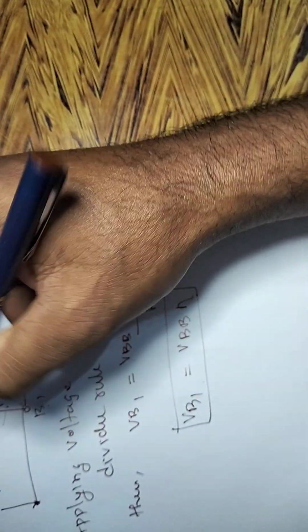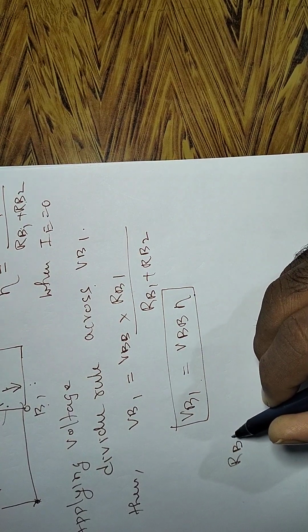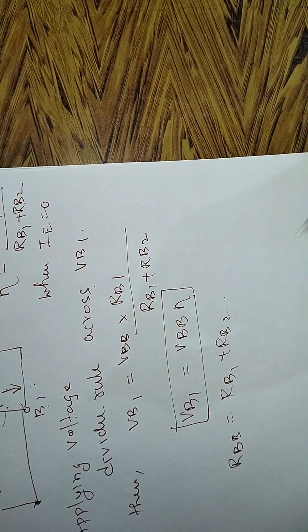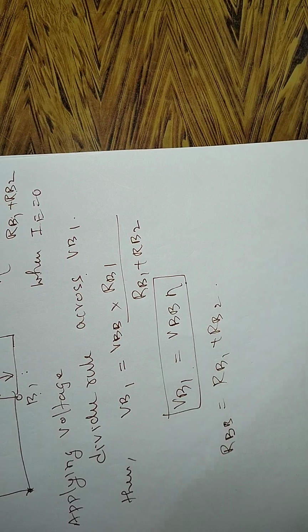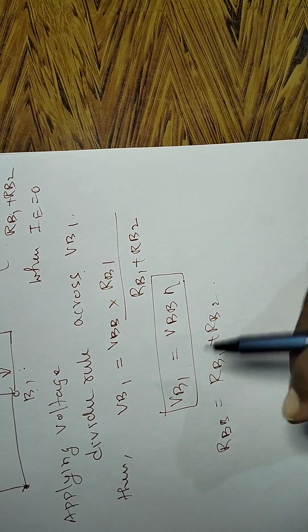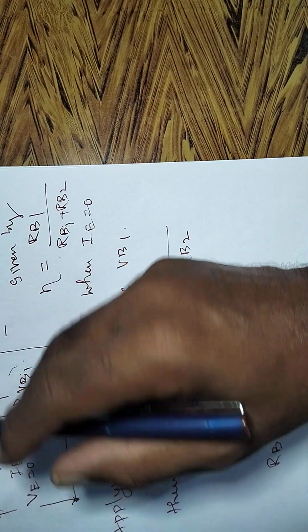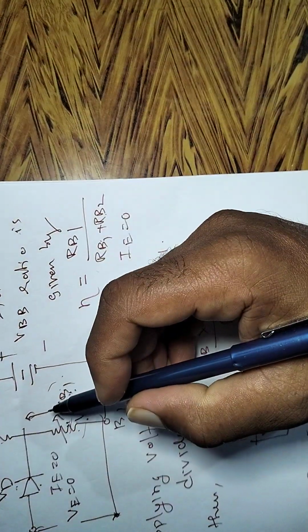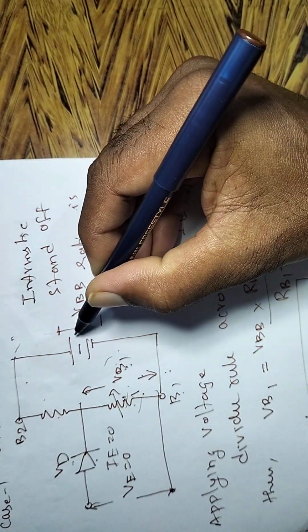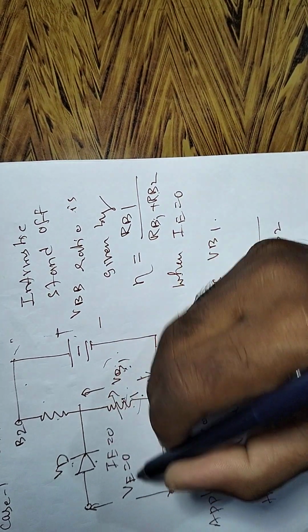Now what is the total resistance between base 1 and base 2? That is RB equal to RB1 plus RB2. So this is the total resistance of the base. This is what happens when the emitter voltage is open. So this is the condition. In that case, when the emitter voltage is open, what operation occurs? This voltage is dominating, because the emitter voltage is 0.